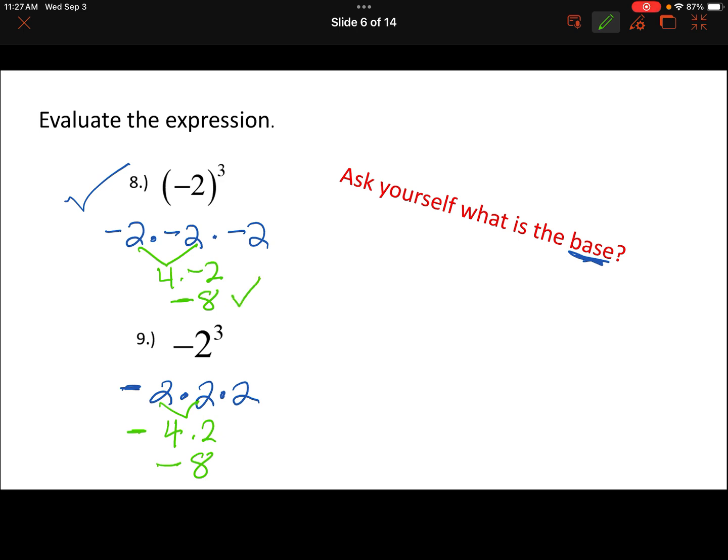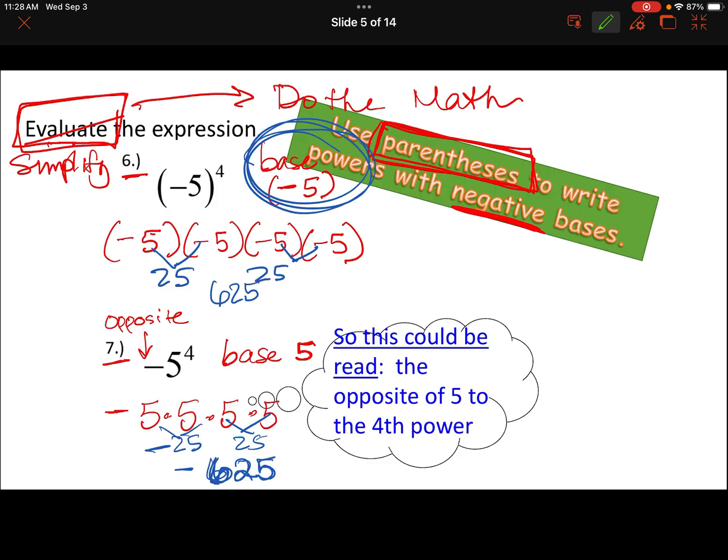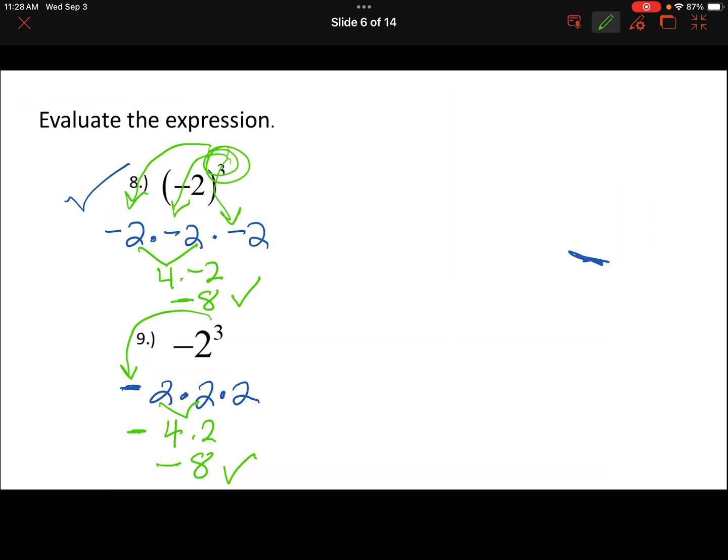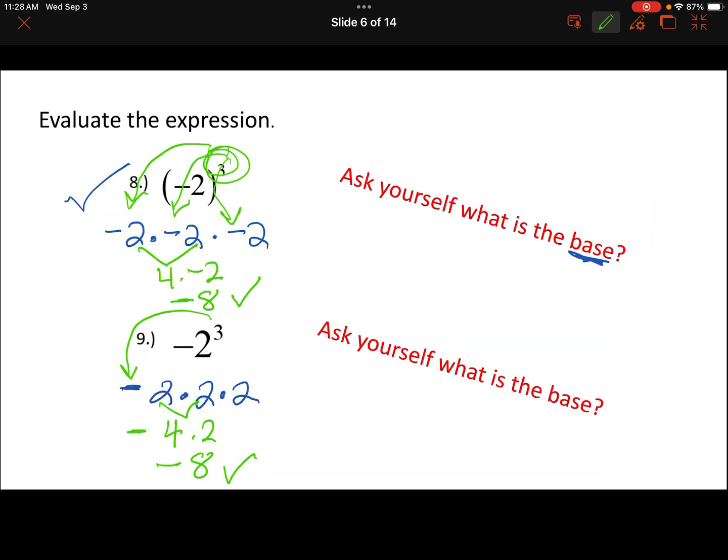So notice, just because it has parentheses doesn't mean it's positive. It just is changing what the base is. This one is negative because there are 3 negatives. This one is negative because there's only 1 negative. Remember, if you have an even number of negatives, then it will be positive, which is why back here, this one was positive because there were 4 negatives. So hopefully we understand the base in this one is -2, and the base here is 2. And I'm taking the opposite of what I get.